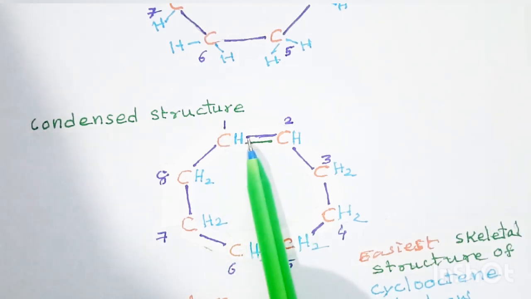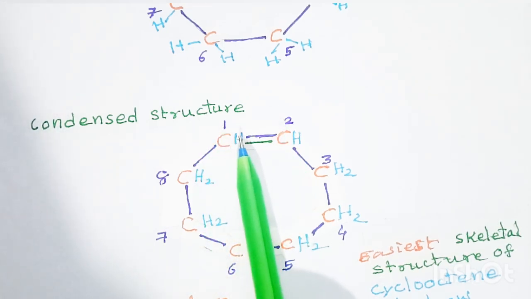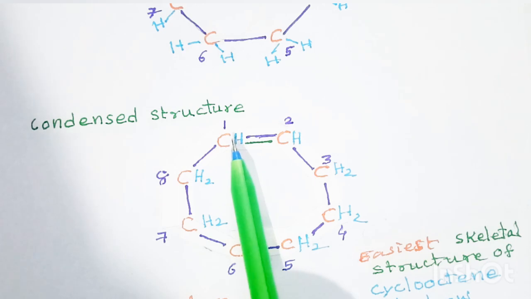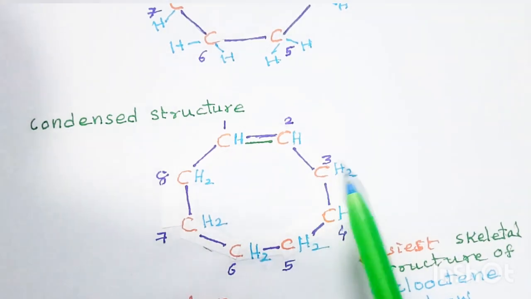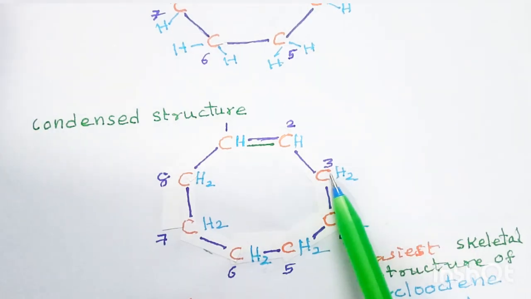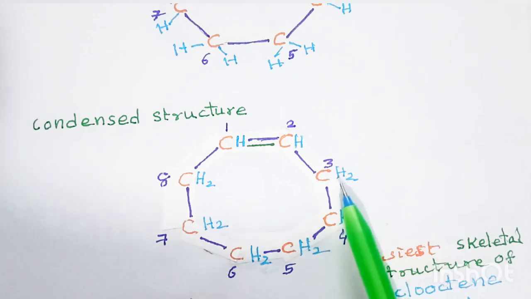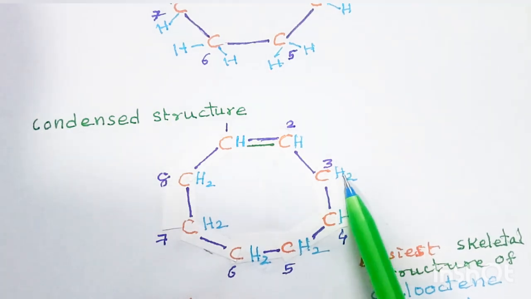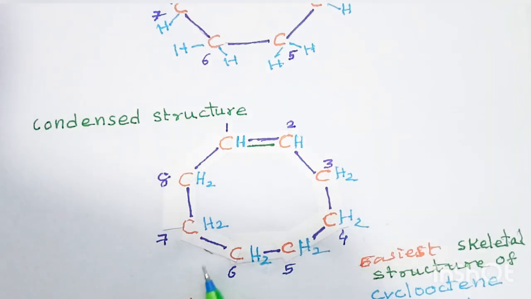We give a double bond between 2 carbon atoms, they become 1 and 2. So 1 and 2 carbon atoms will need one bond only, so we add one hydrogen here, one hydrogen here. Whereas all the remaining 6 carbon atoms need 2 more single bonds. So we draw H2, H2, H2, H2, H2, H2 here.